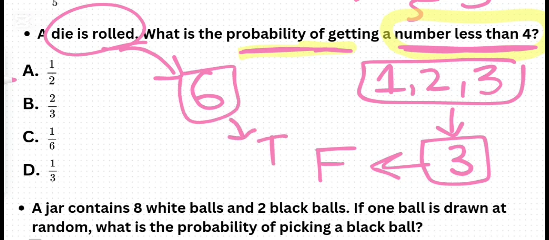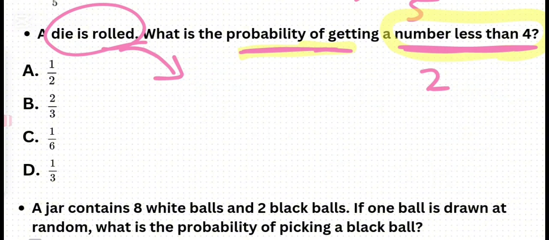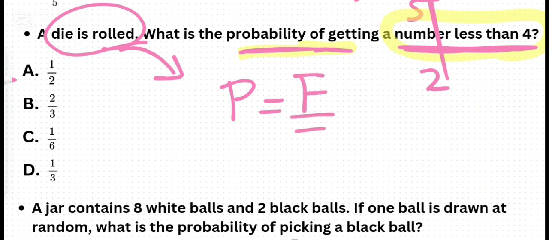If you put the values in the formula, let me erase this. If you put the formula, P is equal to F by T, you will get, why are you writing like this? So P is equal to 3 by 6.